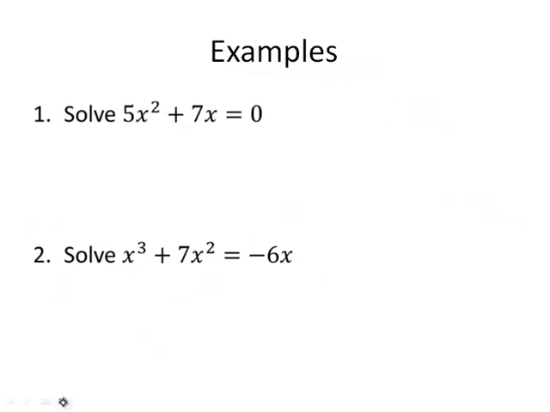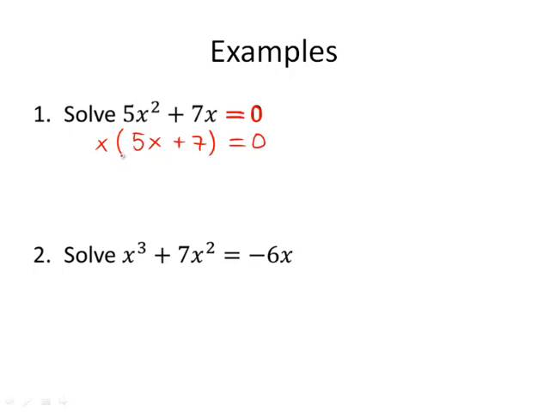Here's some more examples. So we need to solve. So we want to have everything equal to 0 first. Very important. Next, we want to factor what we've got. Remember, in our factoring strategy, we want to first take out any greatest common factors possible. In this case, x is a greatest common factor, and you're left with 5x plus 7 equals 0. Hey, that's all we needed to factor.